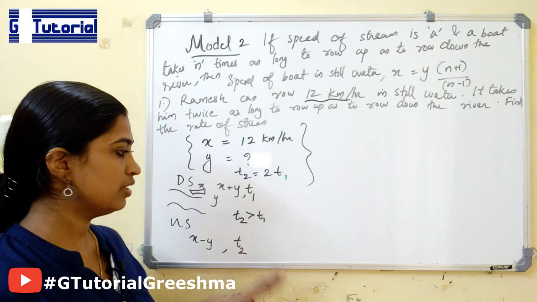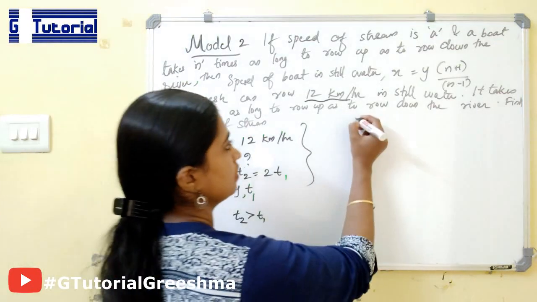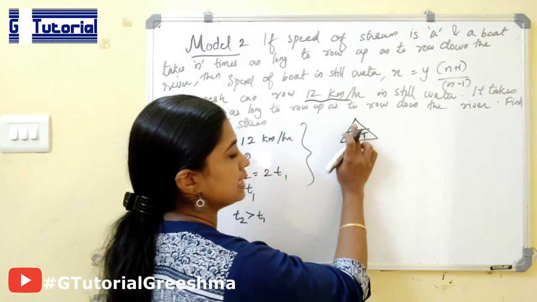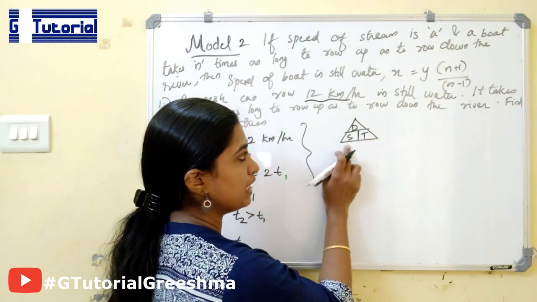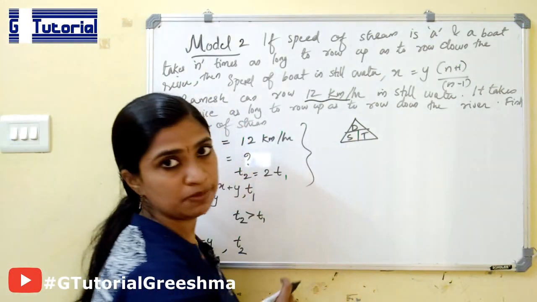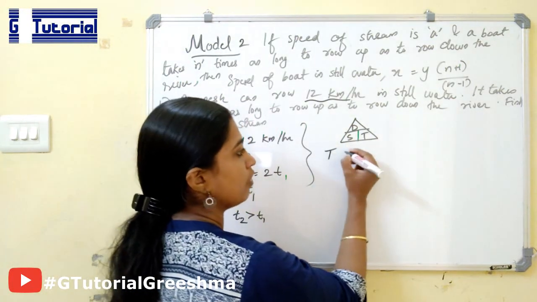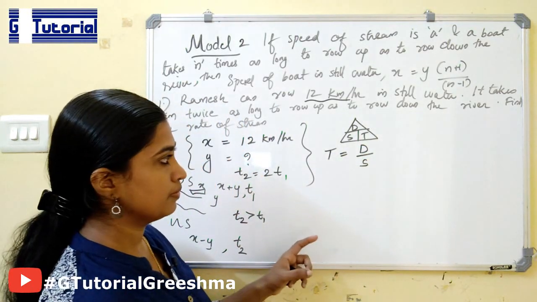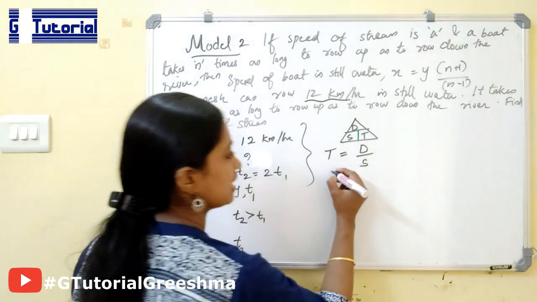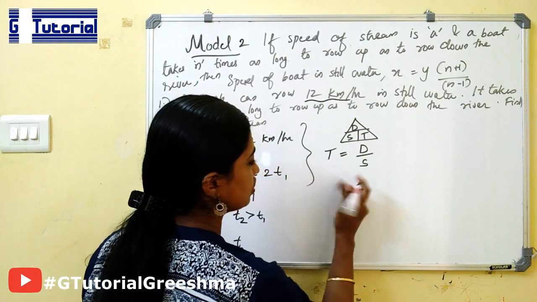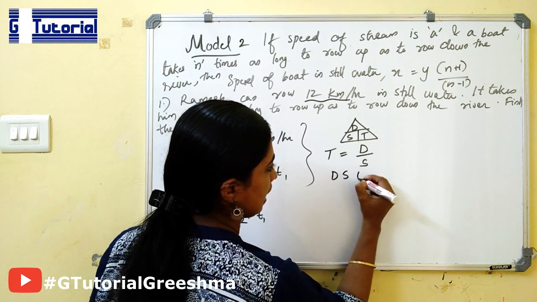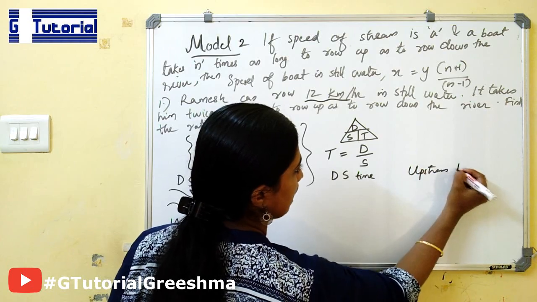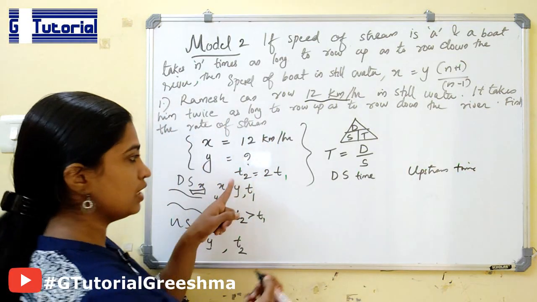In normal way we are doing like this. We know the distance, speed and time triangle. Distance is equal to speed into time, speed is equal to distance by time, and time is equal to distance by speed. Let us equate in terms of time. Time is equal to distance by speed. So, first let us consider the downstream time, and next is the upstream time.